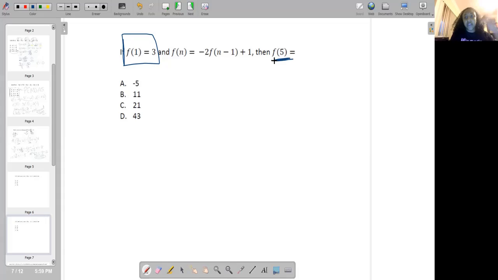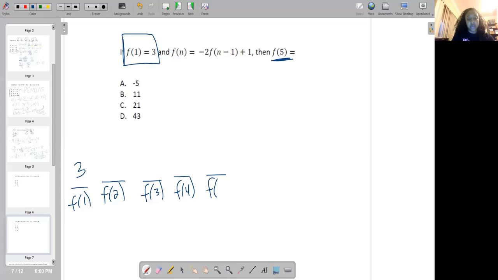Our goal is to find the fifth term. So I'm going to put 1, 2, 3, 4, 5 here. First term is 3. So this is f of 1. This is going to be f of 2, the second term. The third term, f of 3, the fourth term, f of 4, and the fifth term, f of 5. Remember, n means the position number. So we're talking about the third, the sixth, the 10th, the 100th position.